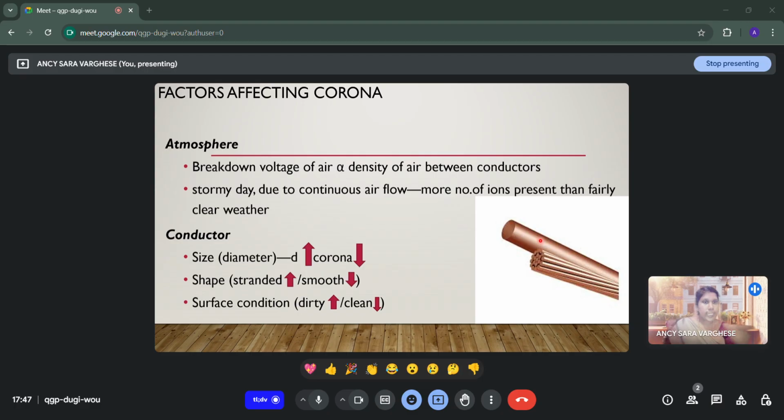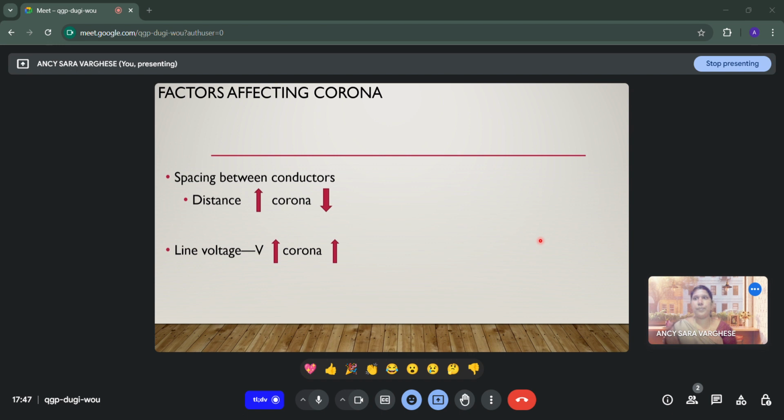Now, if the surface is clean, its effect is less. If it is dirty, dust particles are deposited at some points. More dust particles are present at some points, and at those points, this effect will be more. And if the spacing is higher, the corona effect will be less because it requires more voltage to break down the air. If the line voltage increases, the corona effect will be more.